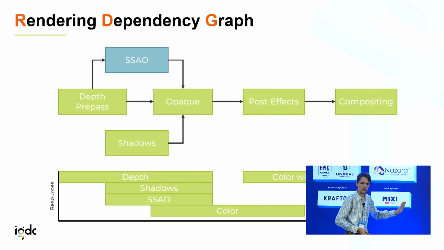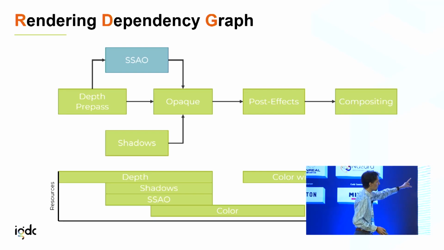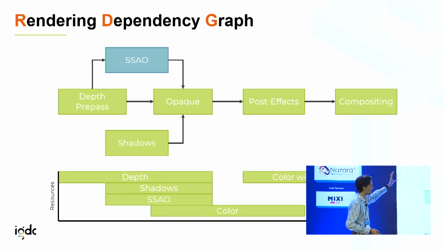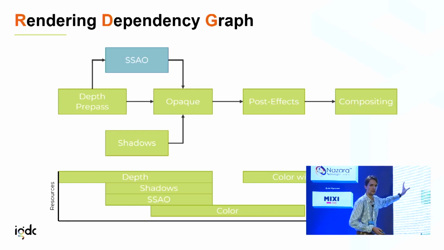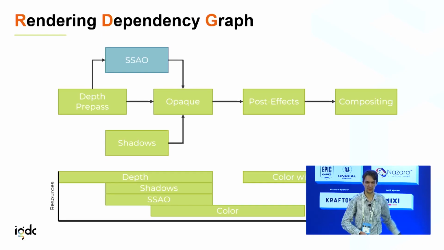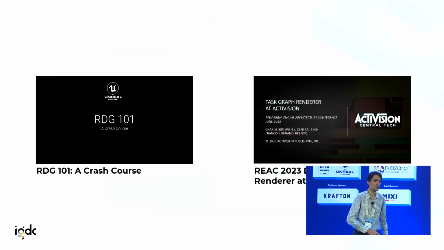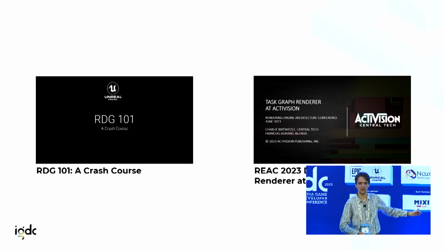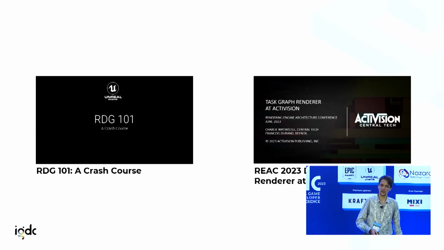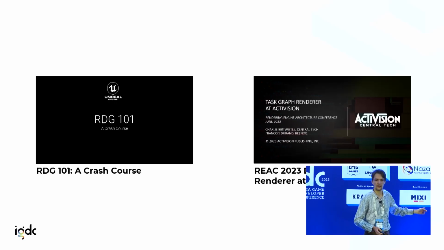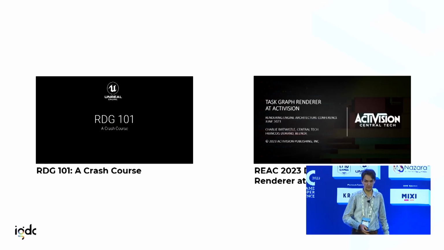I will also bring your attention to the fact that the SSAO block there, the screen space ambient occlusion block, is overlaid with a shadow block in a different color. And I want you to keep that in the back of your mind, and we will come back to it, I promise. All right, so if you want to know more about RDG in Unreal, you can check the RDG 101 crash course that you can find on their website. Or if you're interested more in render graph in general, you can also check the Activision presentation that they did at REAC 2023 on YouTube.